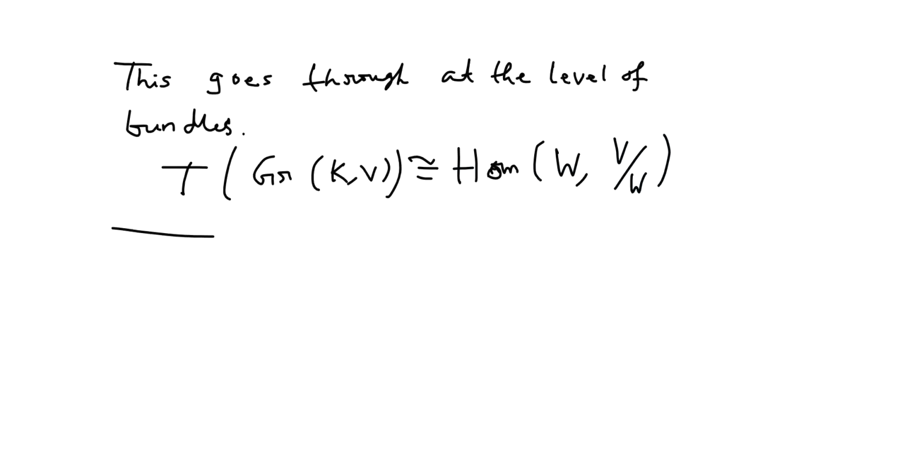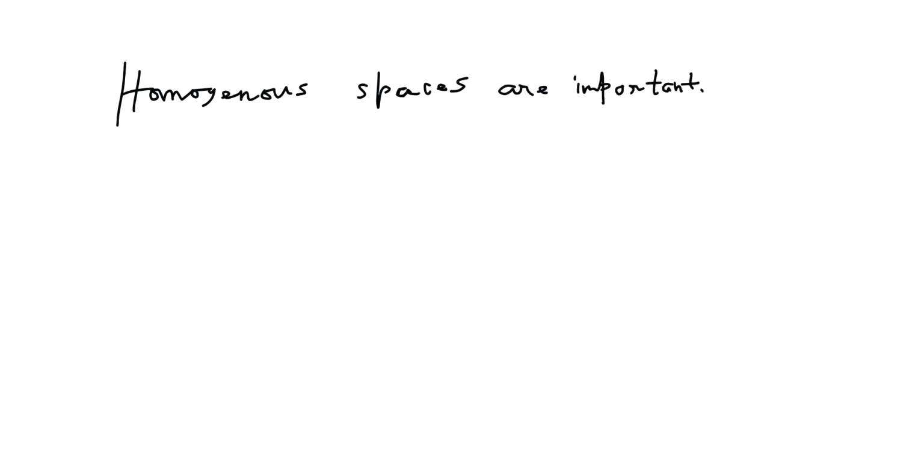And maybe I will finish the video by talking about some general philosophies. These homogeneous spaces are very important throughout the whole of mathematics. Homogeneous spaces are important. That is the upshot in general. So these Grassmannians are a particular example of a homogeneous space. Grassmannians are just quotients of the Lie group GL(V) by some closed subgroup.